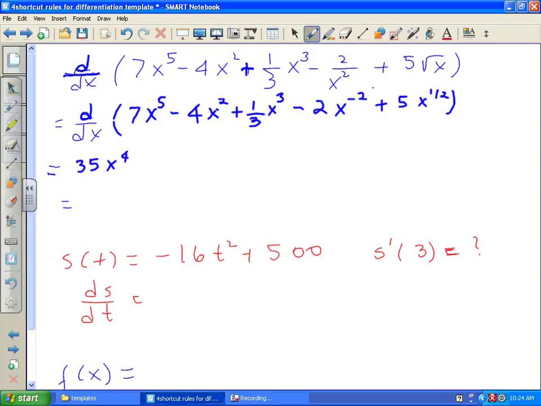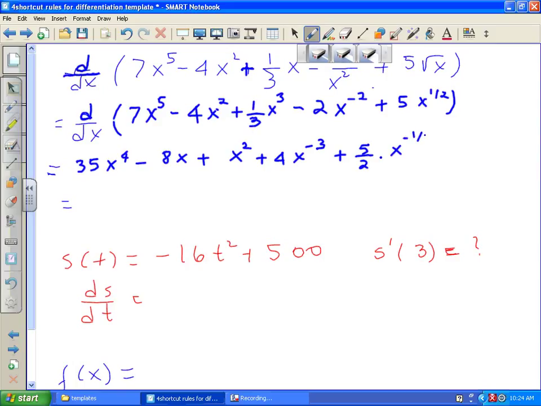35x to the 4th minus 8x plus 3 over 3, which is going to be 1, right? Then x to the 2nd minus 2 times x to the power of, actually, that's negative 2 times negative 2. Let's make that plus 4 times x to the power of negative 3, right? We're subtracting 1 from the power. And the next one, 5/2 times x to the power of negative 1/2.